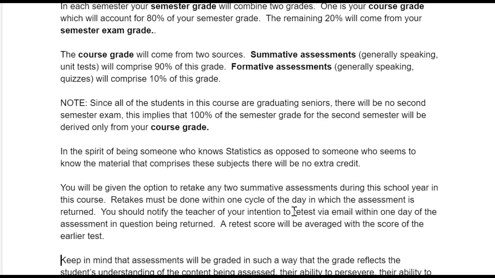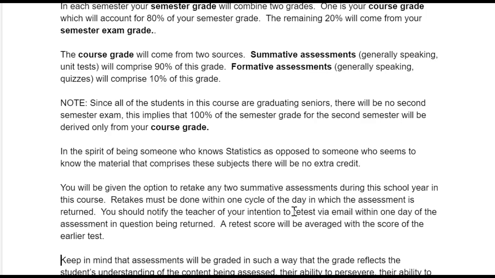In the spirit of someone who knows statistics as opposed to someone who seems to know the material that comprises these subjects, there will be no extra credit, okay? So don't even ask. It's not coming. You look at me and you say, can I get extra credit for this? I'm going to say no, because it's in the syllabus. No.